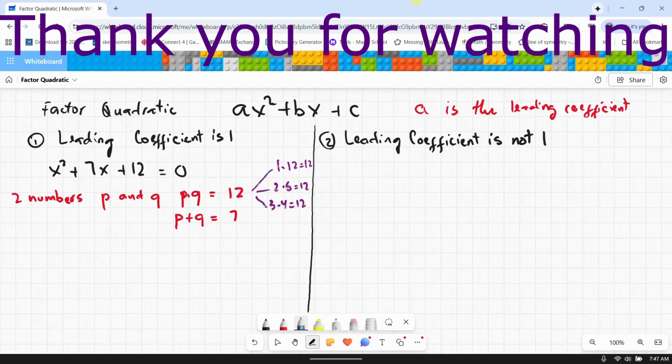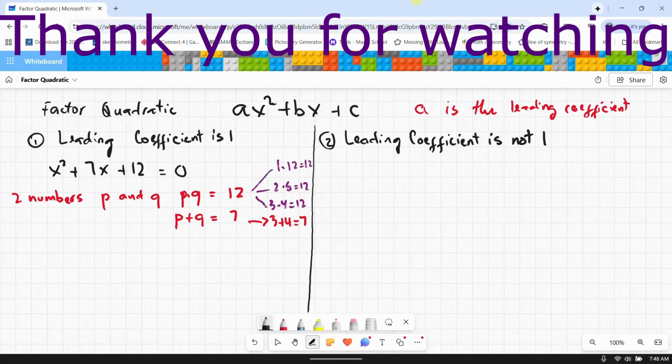Now think about which two numbers need to add up to 7. 1 plus 12 is not going to work. We never get 7 from it. What about 2 and 6? There's no way we can get 7 from it, but we can get it from 3 plus 4, which equals 7. So those are the two numbers that we want.